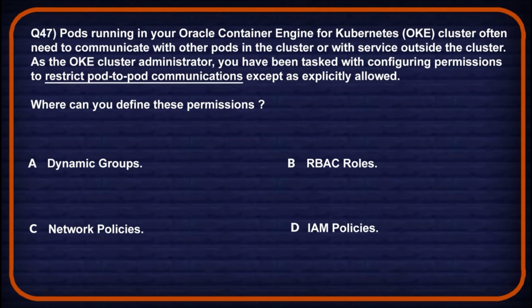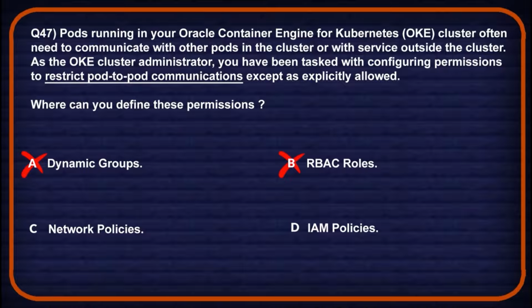Option A, dynamic groups. Dynamic groups control IAM access for OCI resources, not pod-level network communication in Kubernetes. So option A is not a good answer. Moving on to option number B, RBAC rules. RBAC rules control access to Kubernetes resources, not network traffic between pods. So option B, again a wrong choice.